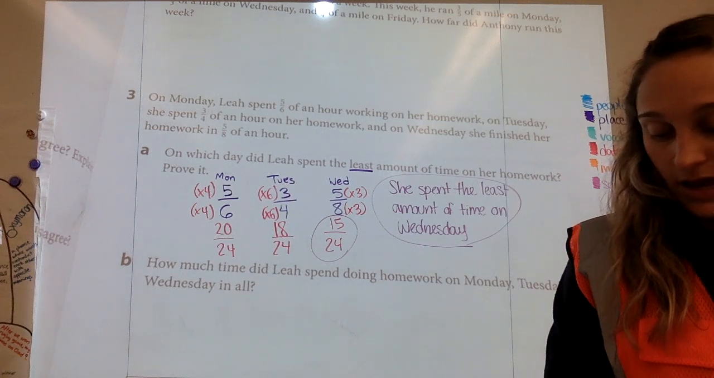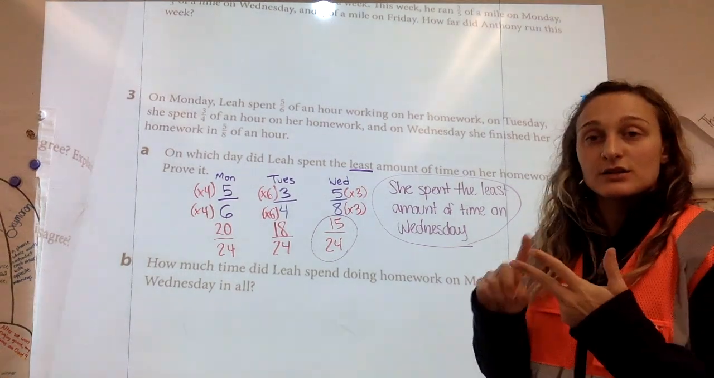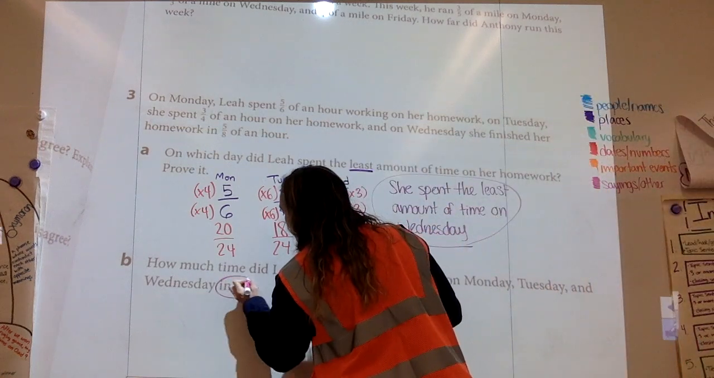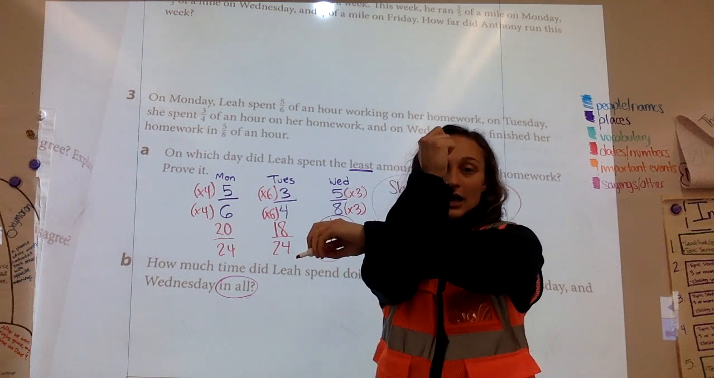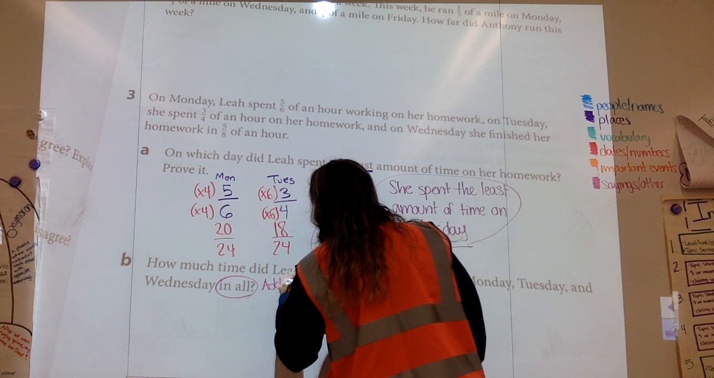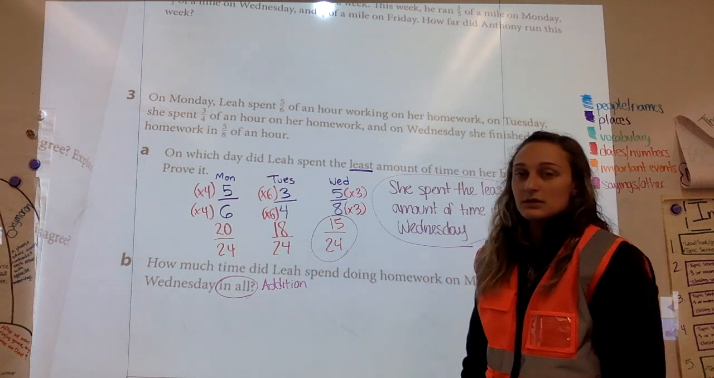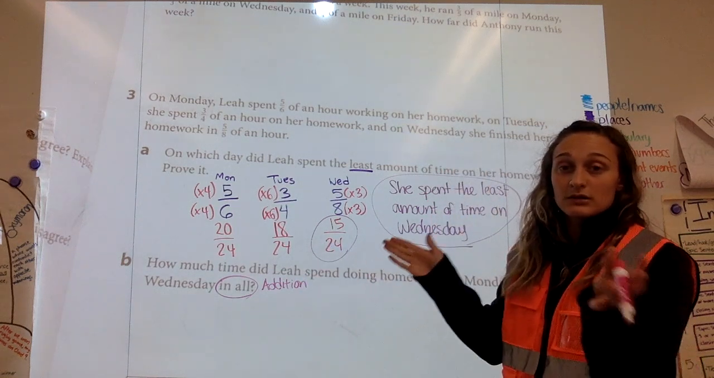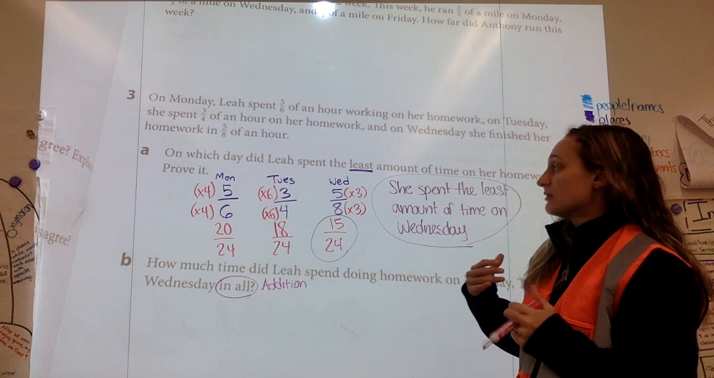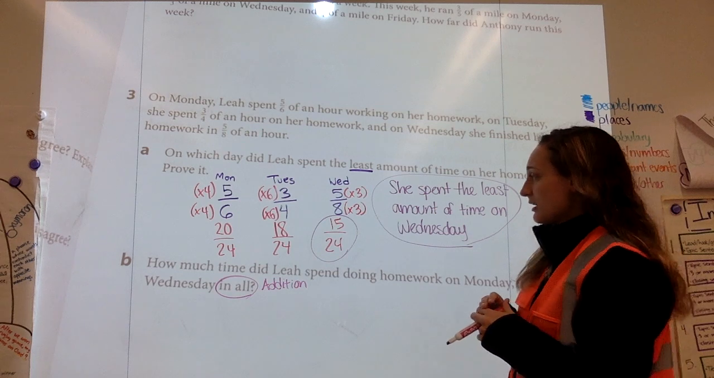Okay? And then finally, 4B, how much time did Leah spend doing her homework on Monday, Tuesday, and Wednesday in all? Remember, same thing as all together, so that's going to be addition. We're going to then add 20/24ths plus 18/24ths plus 15/24ths all together. Now, in your head, you should be thinking, oh, that's going to be more than 1 hour. She definitely spent more than 1 hour.